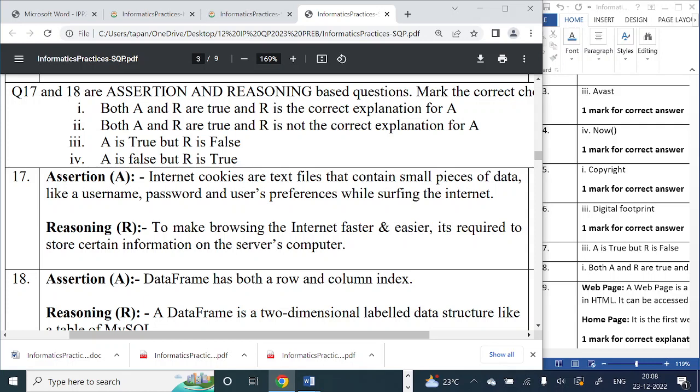Now the second, reasoning is false. To make browsing the internet faster and easier, it's required to store certain information on the server's computer. No. So reasoning is false. So in this one, out of the four options, third one, that is A is true and R is false.